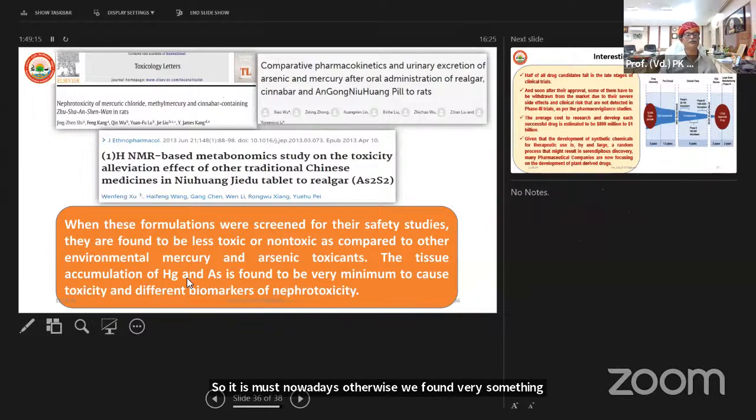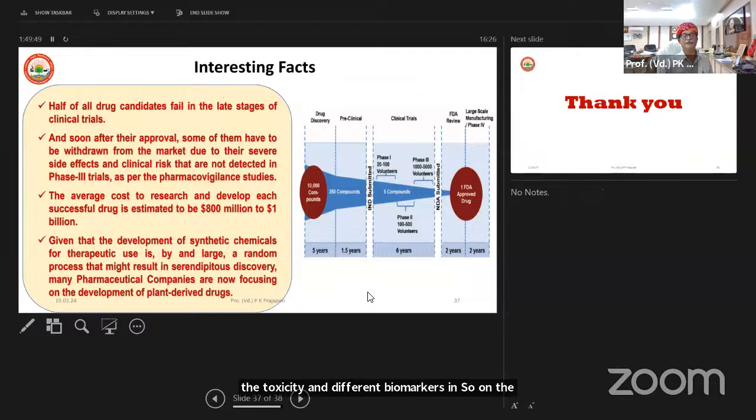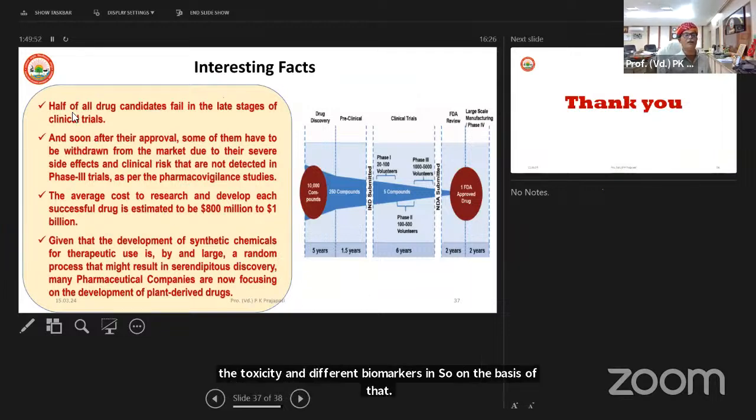Neurotoxicity of mercuric chloride, methyl mercury and cinnabar-containing formulations was studied in comparative rat studies. So many papers are published. The outcome of these papers is that when these formulations were screened for their safety, they were found to be less toxic or not toxic compared to other environmental mercury and arsenic toxicants. The tissue accumulation of mercury and arsenic was found to be very minimal, not enough to cause toxicity, and different biomarkers of nephrotoxicity were checked.